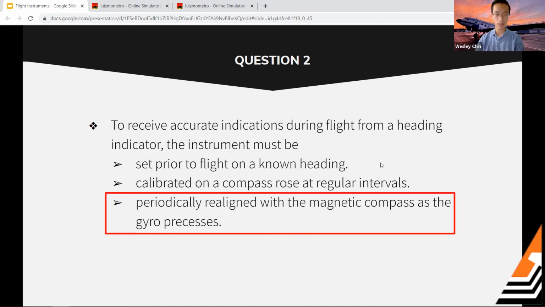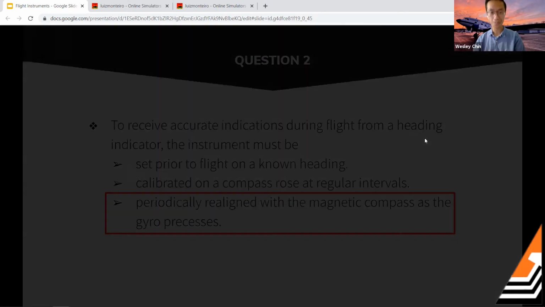So someone could say, oh, it's the first one, which we do. We do set it on a known heading on the ground. But if you don't do anything after that, you're not going to get accurate indications for sure.